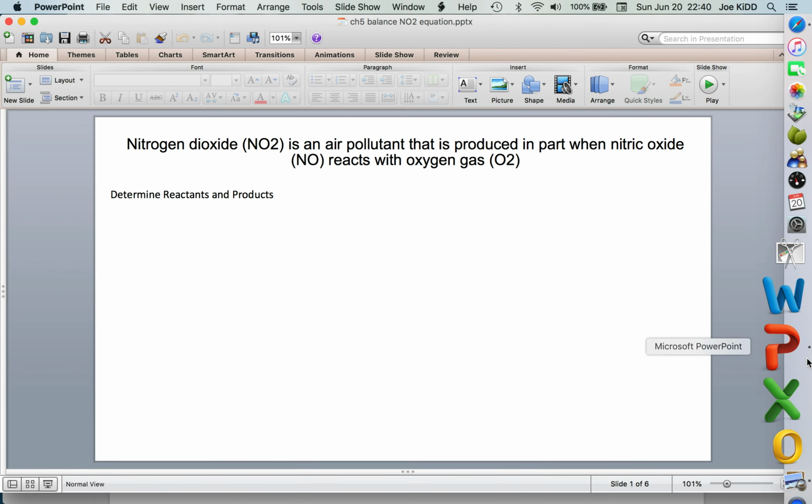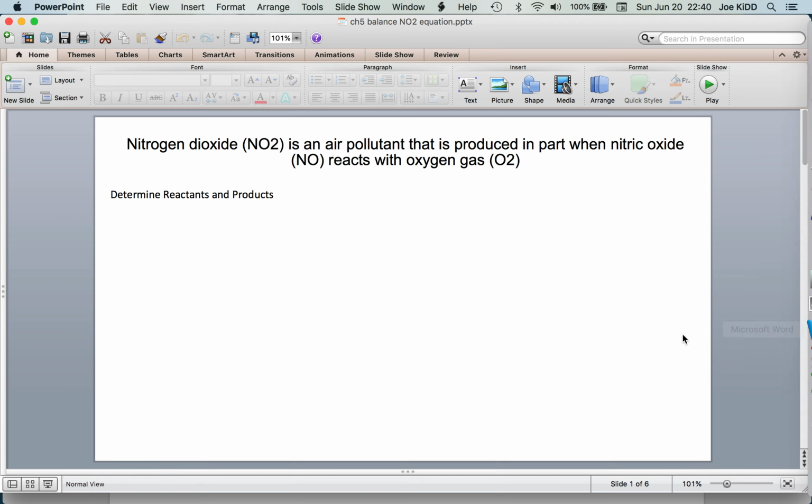Okay, hopefully you've tried this on your own, and so we're just going to go real quick through how you would solve for this. So we're given: nitrogen dioxide is an air pollutant that is produced in part when nitric oxide reacts with oxygen gas. So the first thing we would need to do in a word problem is determine what are the reactants and what are the products.